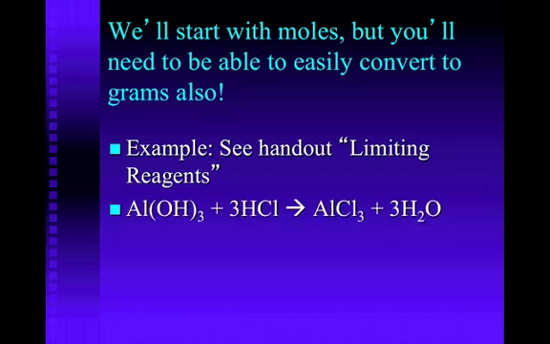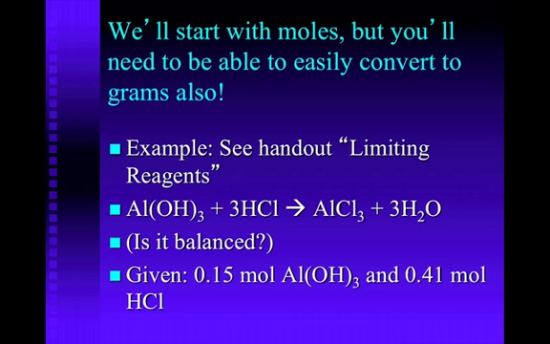On the first problem, you have aluminum hydroxide reacting with hydrochloric acid to make aluminum chloride and water. Is this a balanced equation? It is, but you should always check and make sure. In this problem, you're given 0.15 moles aluminum hydroxide and 0.41 moles of hydrochloric acid. So 2 givens. That's what makes this different from a regular stoichiometry problem.